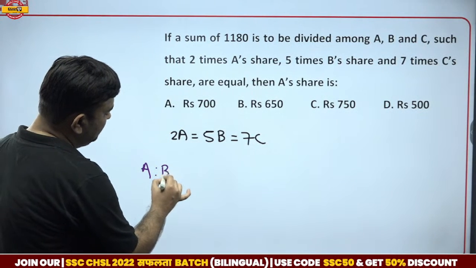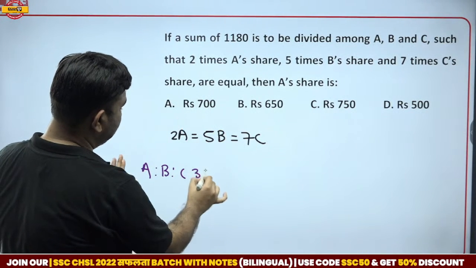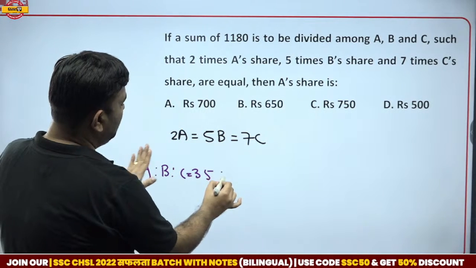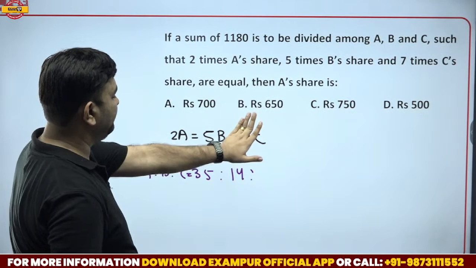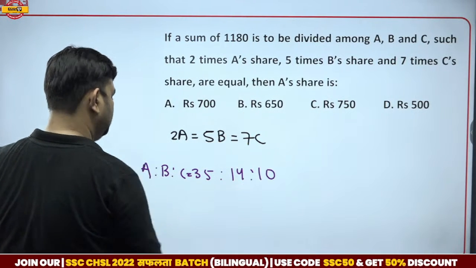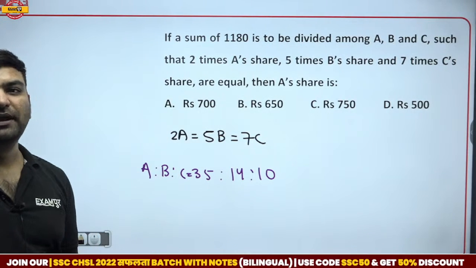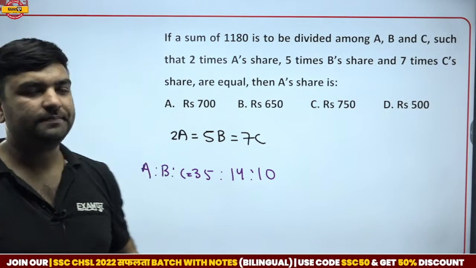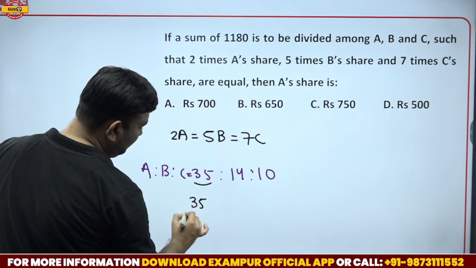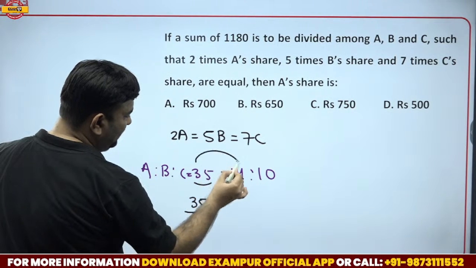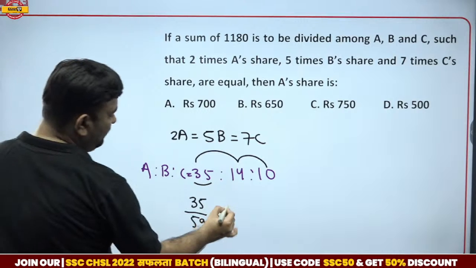Hide and seek: hide A, the value of A is 35. Hide B, the value of B is 14. Hide C, the value of C is 10. So A, B, C would be maintaining 35, 14, 10. What is A's share? A's share is 35 over the total of 35 plus 14 plus 10, 59. So 35 over 59 of 1180.